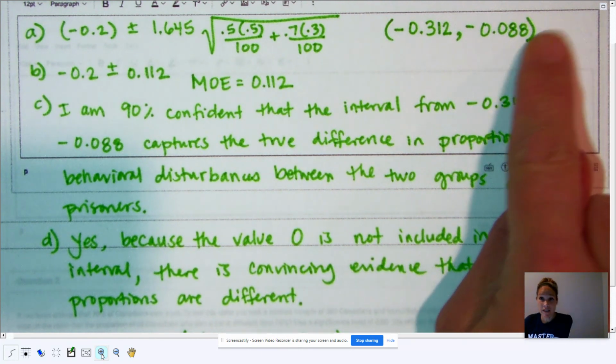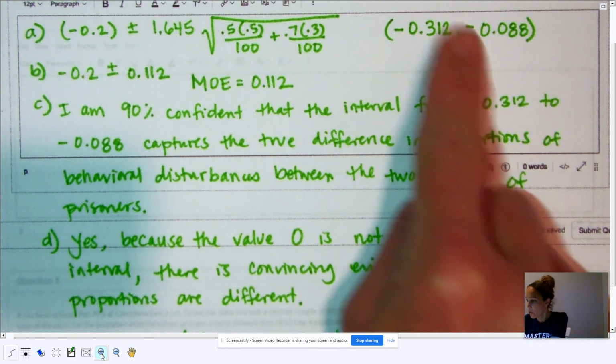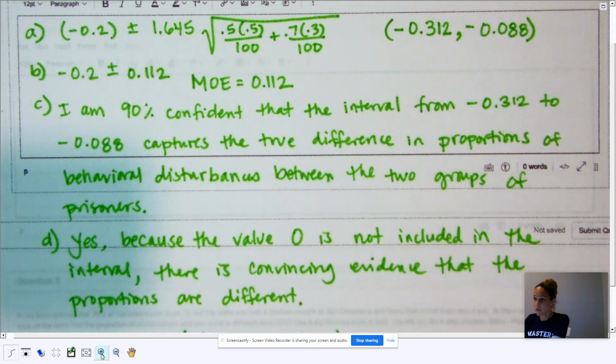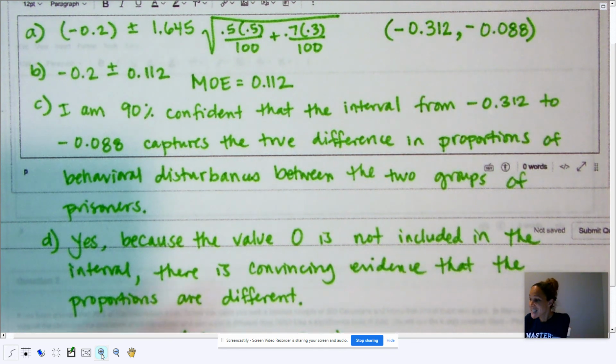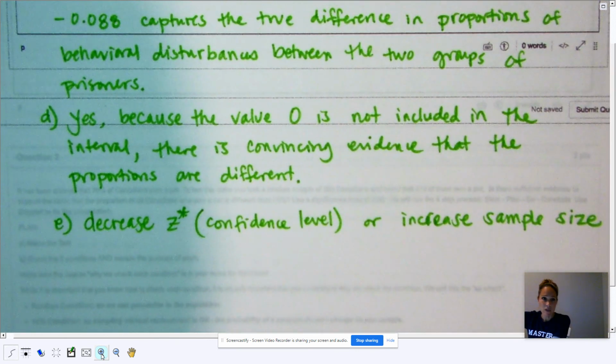If there was no difference, it would be plausible that 0 was included if this was a negative and this was a positive. Because they're both negatives, that shows us that the value of 0 is not included in the interval. So it's not one of the plausible values. Is it possible? Yes. Is it plausible, likely to happen? No, not within our 90% confidence interval. So we do have convincing evidence that the proportions are indeed different than each other. There's a difference between them.